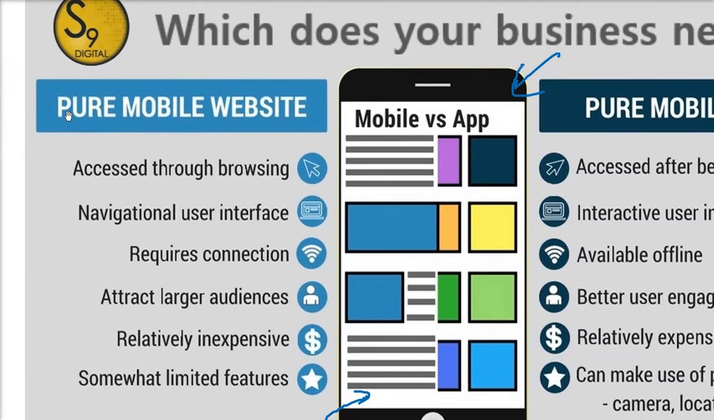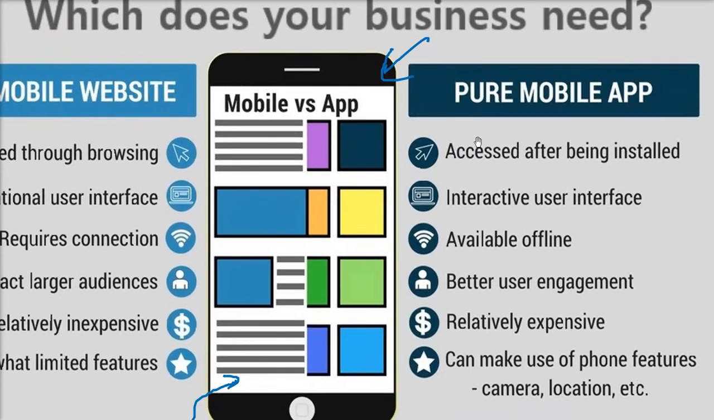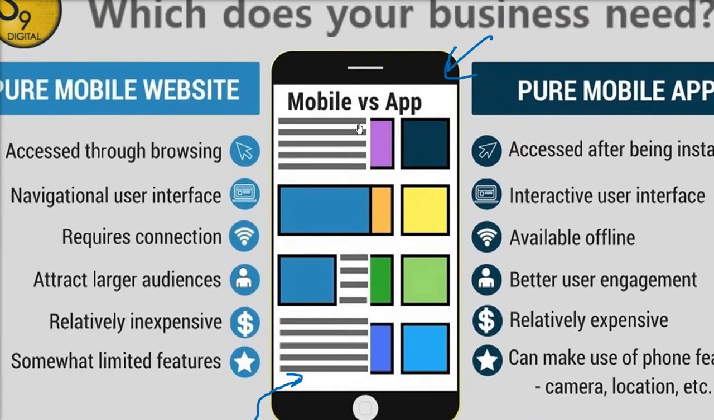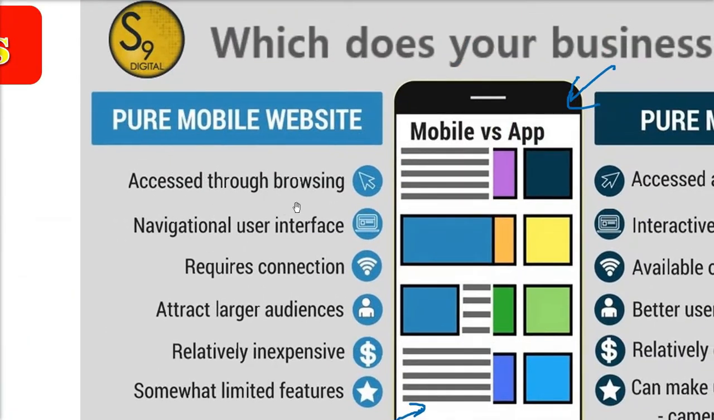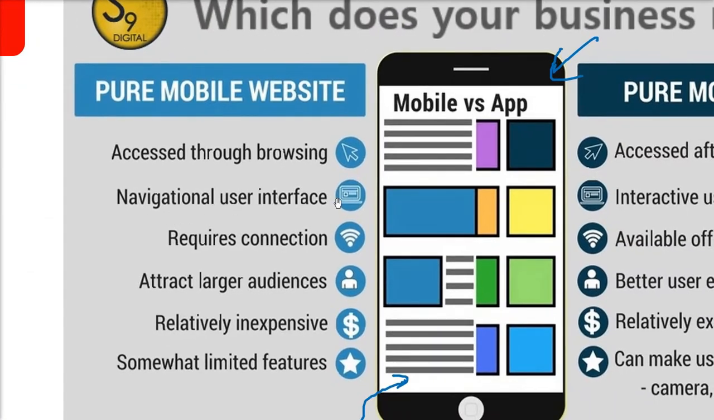We'll start with the pure mobile website, or you can say the content which is accessible through a browser. The first thing: I'm talking about the mobile web application. This is accessed through browsing. Since it is through navigation, hyperlinks, etc., it is a navigational user interface. It requires a connection because working on a browser needs a connection. And since you are dealing with the whole internet through the browser, it can attract larger audiences. Relatively, it is inexpensive, and the features are somewhat limited.